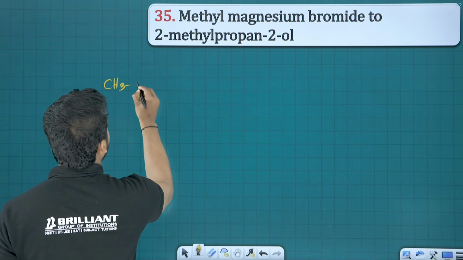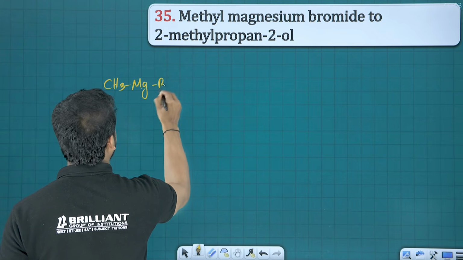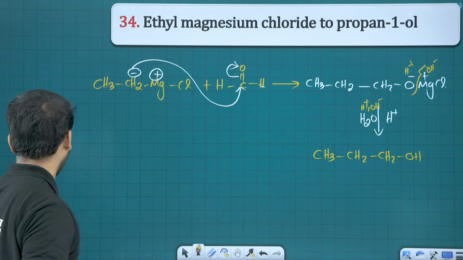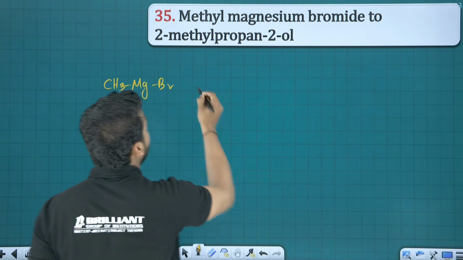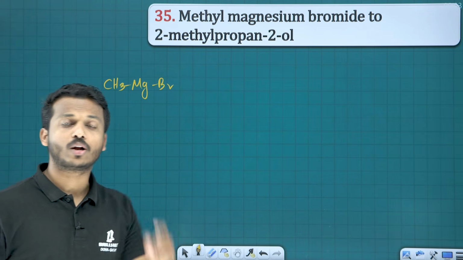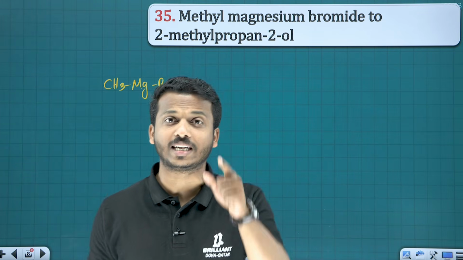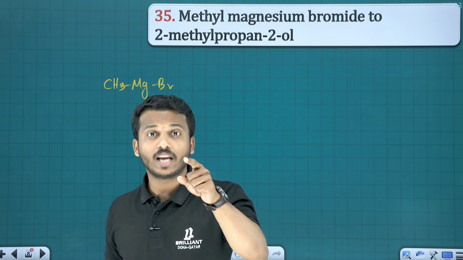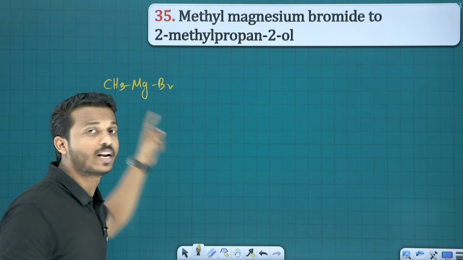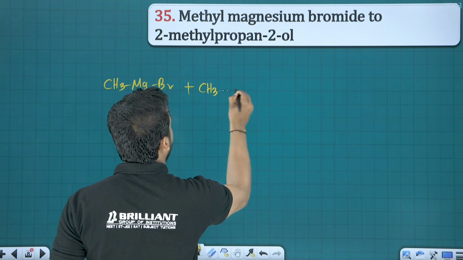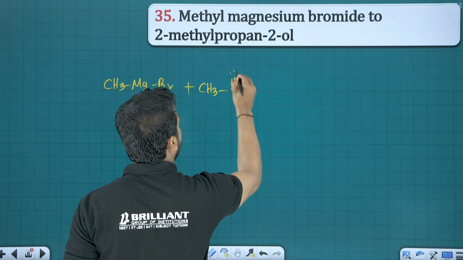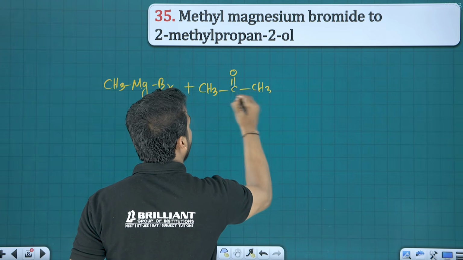Next one, methyl magnesium bromide. Again, methyl magnesium bromide. I think the previous case was ethyl, right? This is methyl magnesium bromide to 2-methyl propan-2-ol. Dear all, 2-methyl propan-2-ol is a tertiary alcohol. If you want to get a tertiary alcohol from a Grignard reagent, use a ketone. So I'm using the ketone propanone.